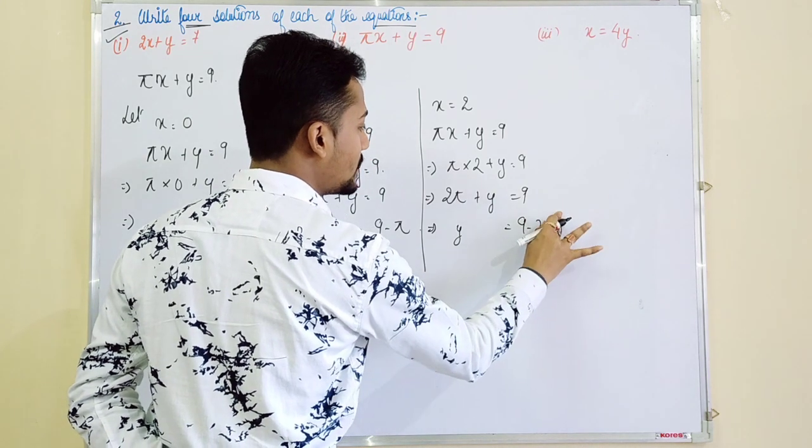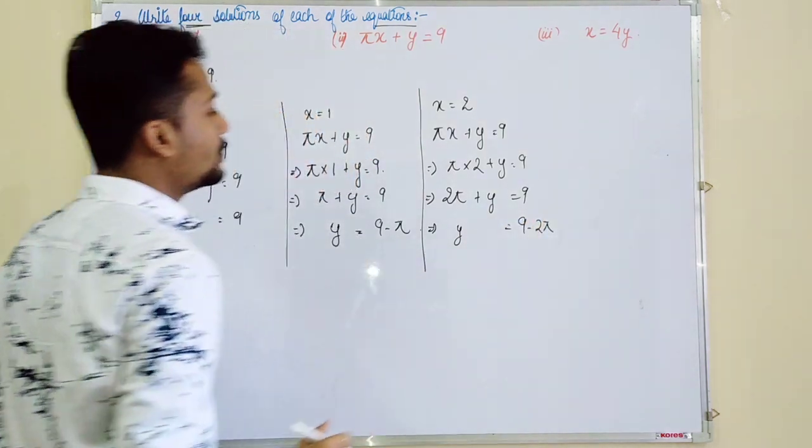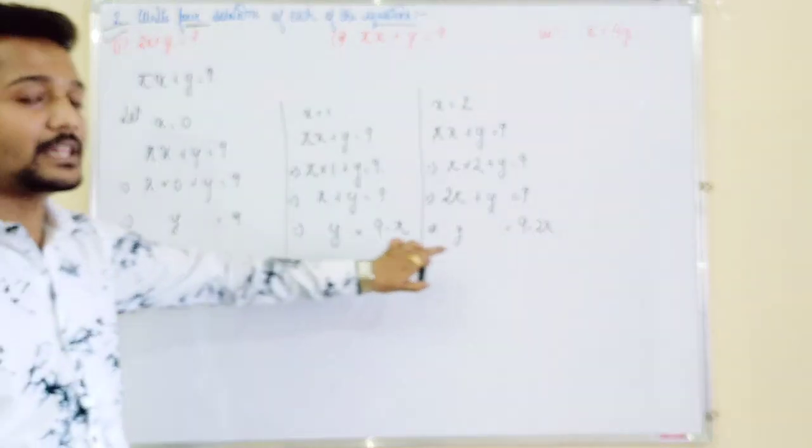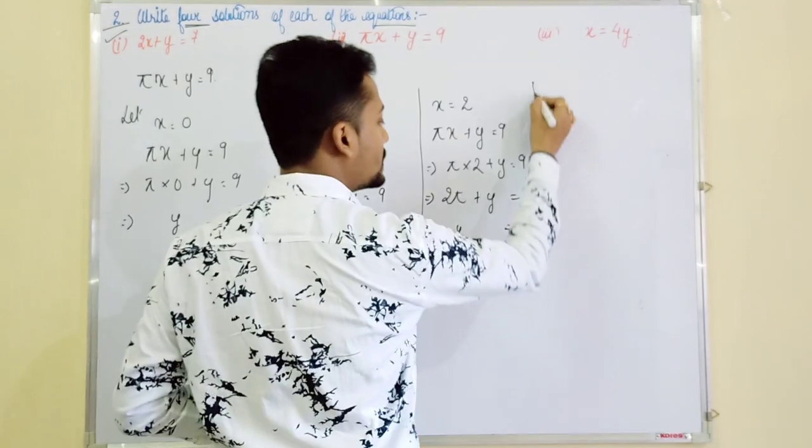How many solutions have we got so far? So far we have got 1, 2 and 3 solutions. Last, one more solution.